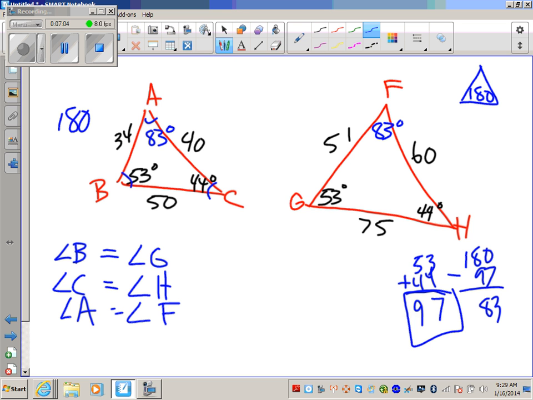How can you check it? Add all three of them up. Add the 83, 53, and 44, and you should get 180. All right. Now, like I said before, it's the angles that make the shape. The angles make the shape. If you had a triangle, and don't write this down, but if you had a triangle that looked like this, is it the same as either one of these? Does it look remotely similar?